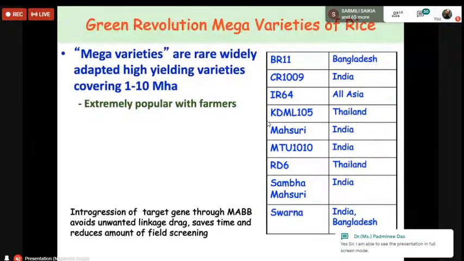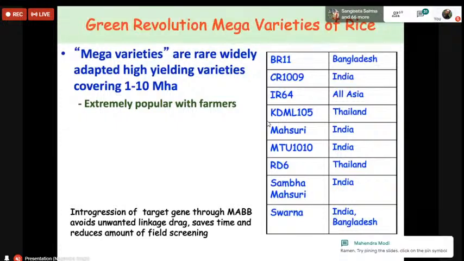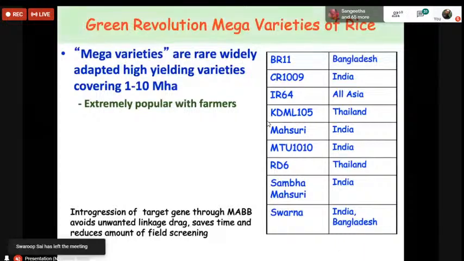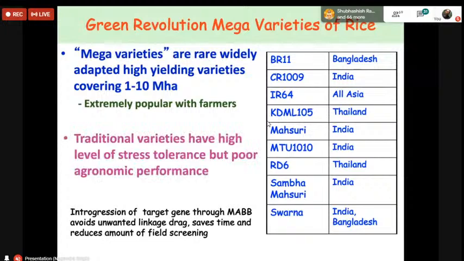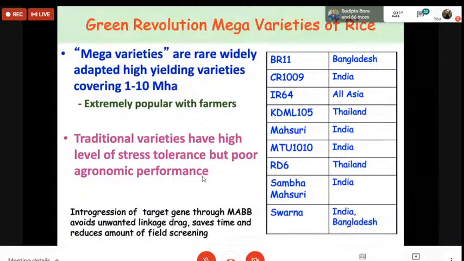So once again, in case of rice, there are not many, of course, but there are a few what we call mega varieties of rice which are cultivated in more than 1 million hectares. For example, BR11, CR1009, IR64, Masuri, Swarna, Samba Masuri, MTU10. There are some more, maybe one dozen or 20 varieties. Throughout the world they are cultivated in very large area. Some of them are fairly old; it takes some time to reach 1 million hectares, but they are very popular with farmers mainly because of their high yield, adaptability and reasonably good quality also.